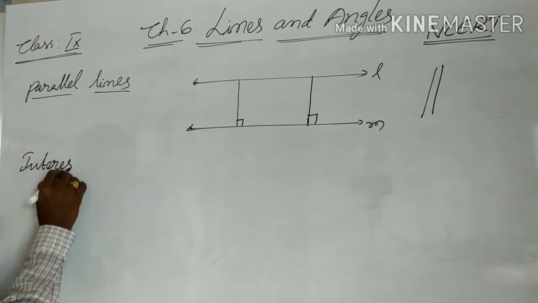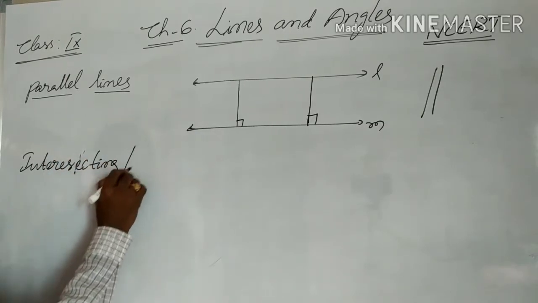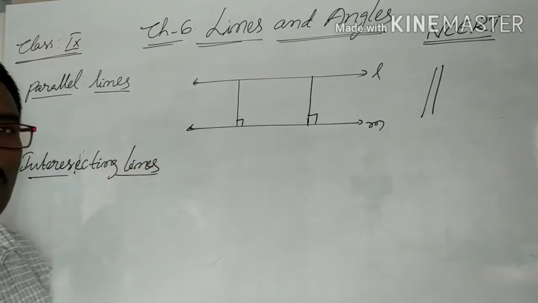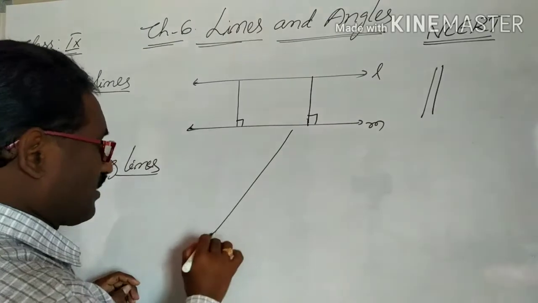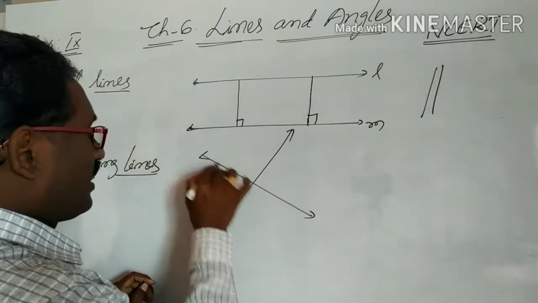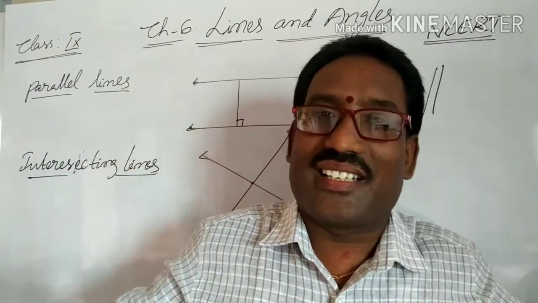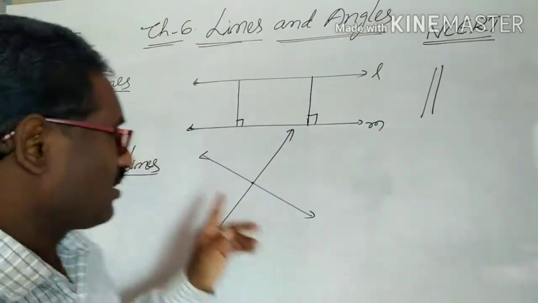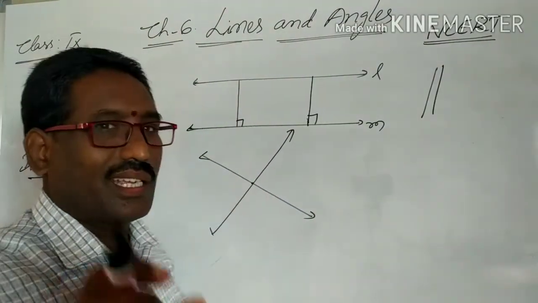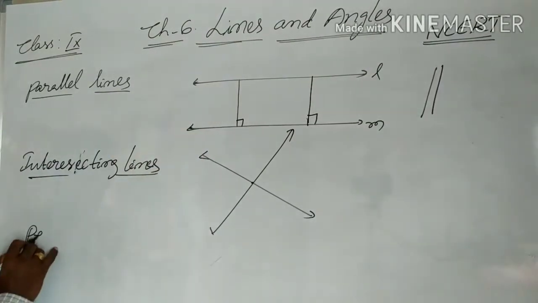What are intersecting lines? Intersecting lines means two different lines intersect at a point, that is called intersecting lines. Two different lines intersect at a point, that is called intersecting lines. Okay? Next, perpendicular lines.